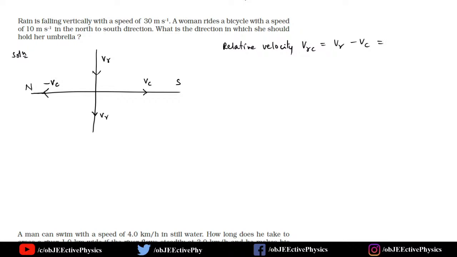So this can also be written as Vr plus minus Vc, addition of two vectors. One vector is rain velocity. Another vector is the speed of the cyclist, towards north, minus Vc. So this is the relative velocity, making an angle theta with the vertical. In this direction, the umbrella should be held, that is with south, some angle theta.